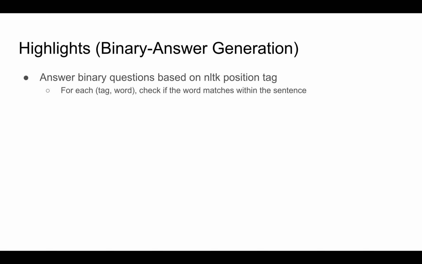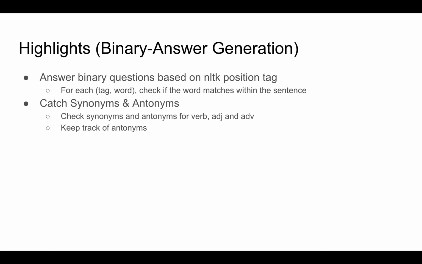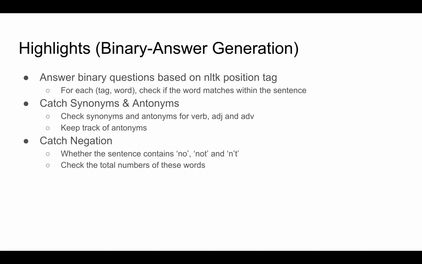Then let's talk about our binary question answering. We first apply the NLTK POS tags on both the question and the sentence. Then for each tag on the question and the sentence, we check if the corresponding POS meanings match. We will catch any synonyms or antonyms and negation words. And we will also have a Boolean value, which allows us to keep track of the number of negations. So an even number of negations actually results in a positive result.